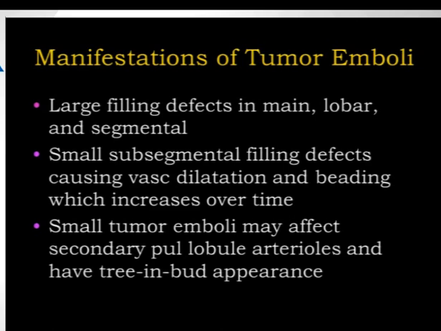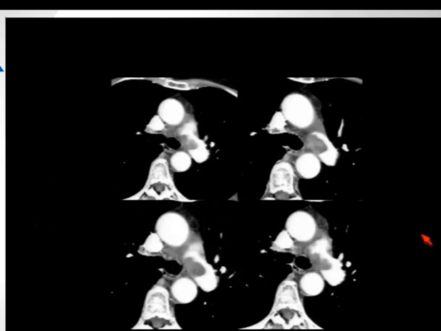They could be subsegmental, but one thing I want you to note is they can also be within the secondary pulmonary lobule in the arterioles, and they can have a tree and bud appearance. So if the patient does not seem to you by history to have a bronchial reason for the tree and bud abnormalities, think, could this be arterial?